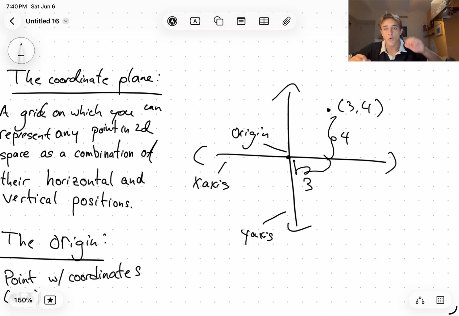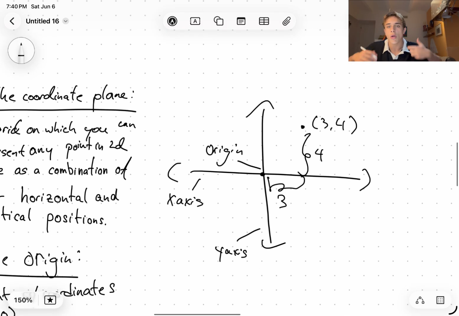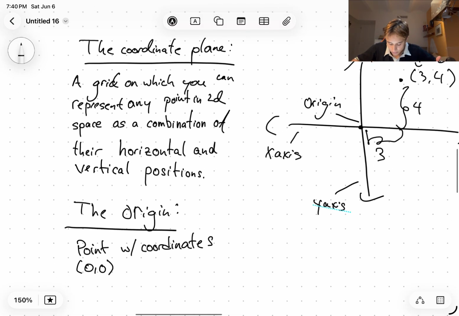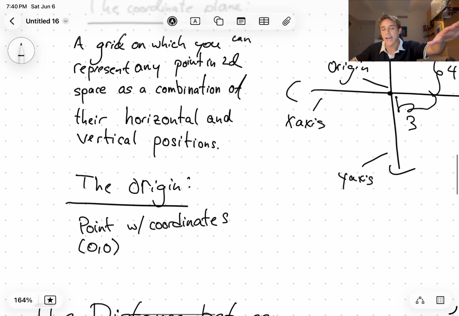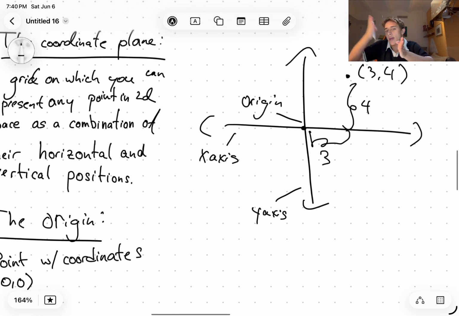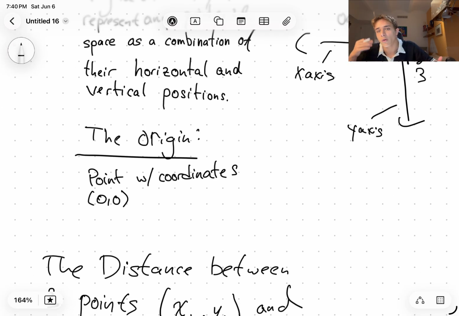So also the horizontal coordinate is known as the x-coordinate, and the vertical coordinate is known as the y-coordinate. So in the case of 3, 4, the x-coordinate would be 3, and the y-coordinate would be 4. And the origin is sort of the central point of the coordinate plane, although that doesn't really make sense because it's infinite in all directions. This is the point where the x-axis meets the y-axis. This is the point that all your other points are basically referenced from. So any other point is, it's this far to the right of the origin and this far above the origin. And the coordinates of the origin are 0, 0.